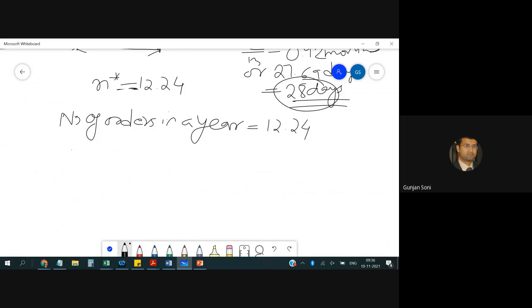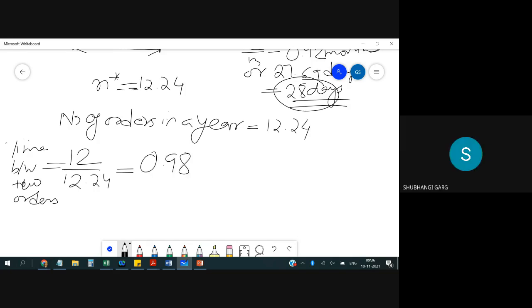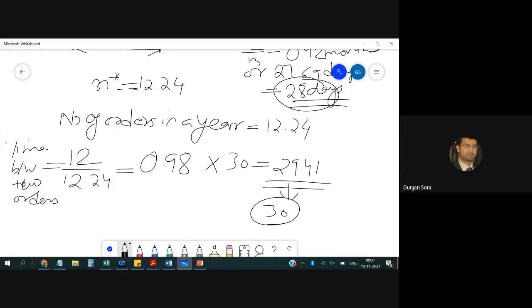So 12 divided by 12.24 is going to give me the time between two orders. So that's going to be 0.98. Then you multiply it with 30, 29.41. So then we can round it off to 30. So after every 30 days, we are placing an order.